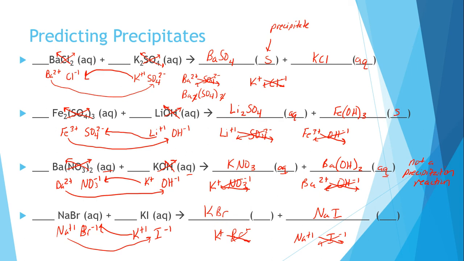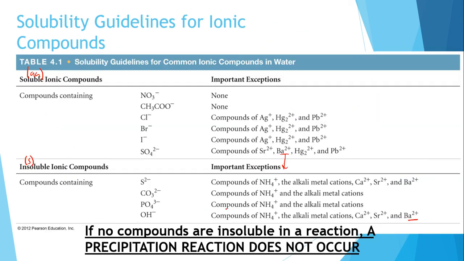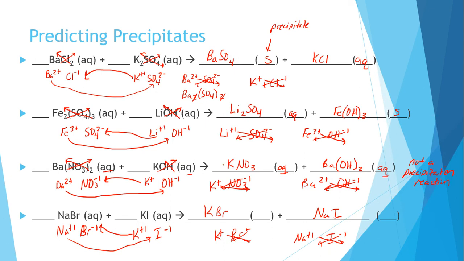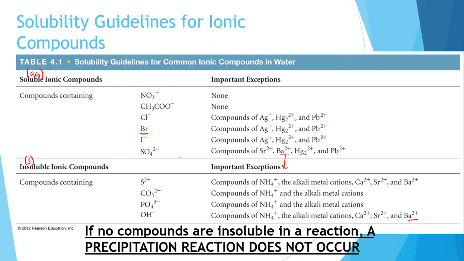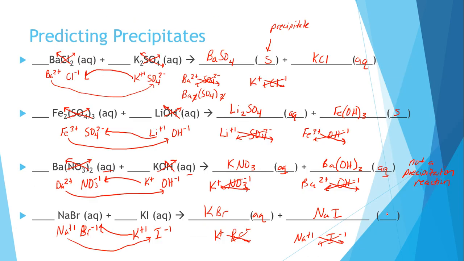Then we need to check our charts. Bromine with potassium. If we look, bromine with potassium is not one of my exceptions, so it stays AQ. Here, I need to find iodine and see if sodium is an exception. So here's iodine. Sodium is not an exception, so it stays AQ. Note that I have AQ, AQ, AQ, AQ. There's not a solid. So this also is not a precipitation reaction either.